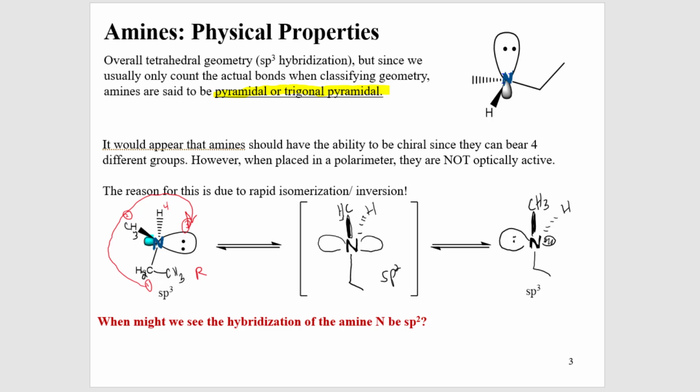If I now look at the prioritization, again, keeping everything the same, hydrogen's in the back and it's still number 4, ethyl is number 1, methyl is number 2, and I arbitrarily put the lone pair as number 3. Technically, this would be 1 to 2 to 3. This is S. So because it's going back and forth, back and forth, tunneling with those electrons, we don't see nitrogen as ever being a stereocenter in this case.